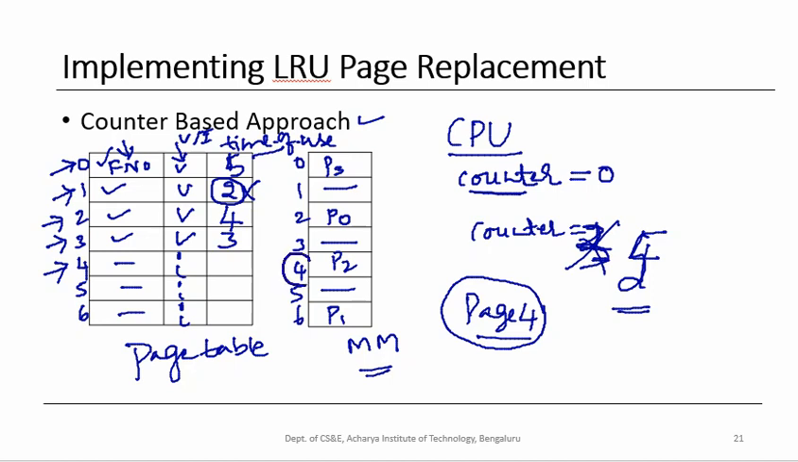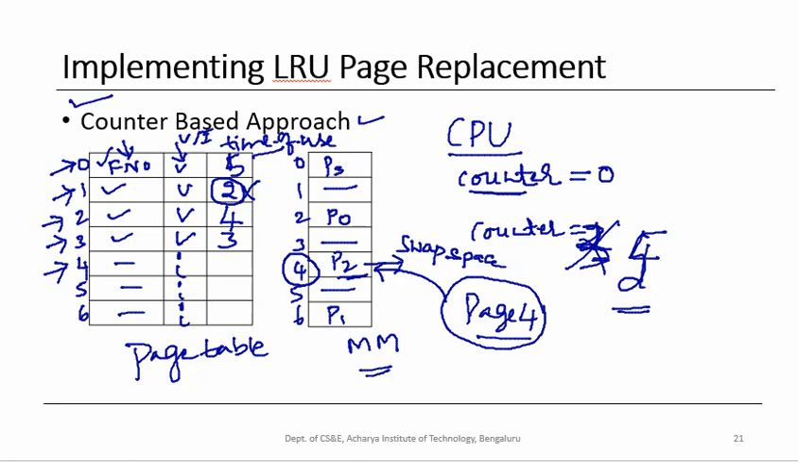this frame 4 is selected as the victim frame, and page 2 is taken out and written onto swap space. Of course, if it is modified during its execution, then it is written onto swap space, and this page 4 is put in place of page 2. So this is how the LRU page replacement algorithm is implemented using the counter based approach.